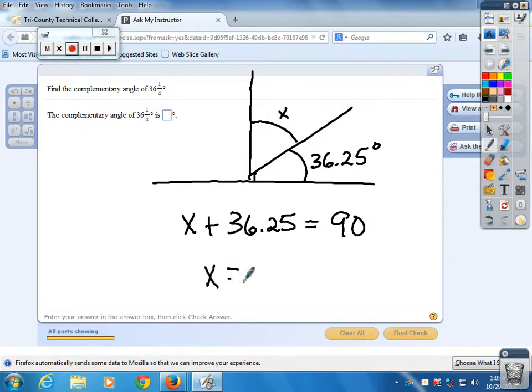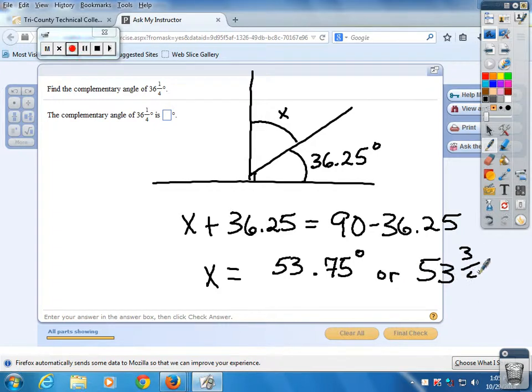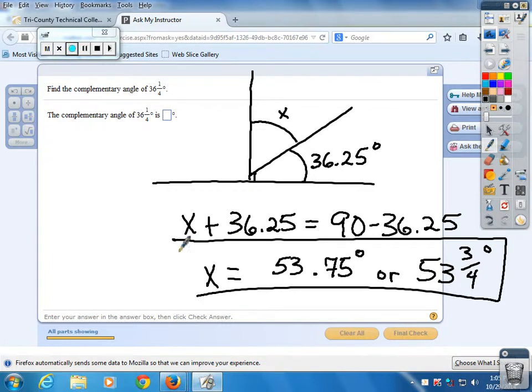And x is equal to, how do you get rid of adding 36.25? Subtract it. And that's right. So what does that come out to be? Well, 0.75 will be your answer. And then what's 90 minus 36 will be what? 53, because you got to borrow, so 53.75 degrees or 53 3/4 degrees. That should be your answer.